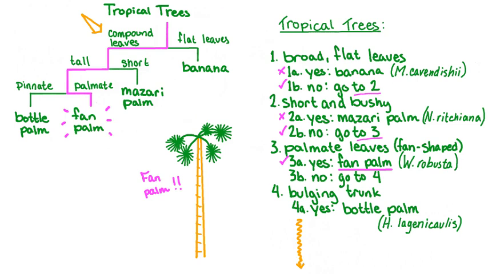Dichotomous keys can also be used to identify organisms in another way. Let's say that this student would like to find a Mazari palm near their school. Well, according to the dichotomous key, they know they're looking for a short, bushy tree that has compound leaves. Dichotomous keys are pretty intuitive to use, which is what makes them such a powerful tool for identification. Next, let's take a look at how we can make our own dichotomous key.